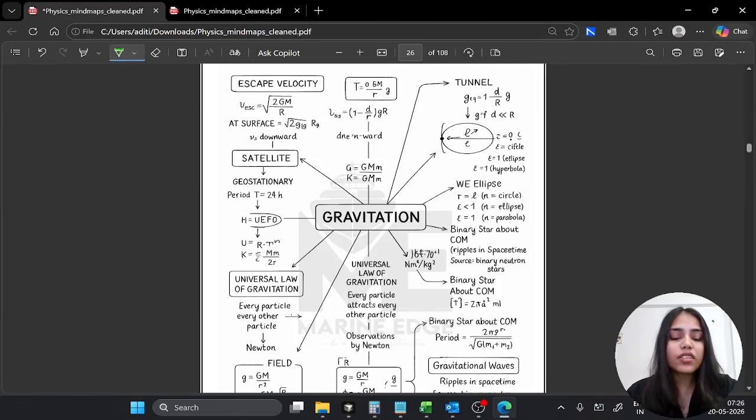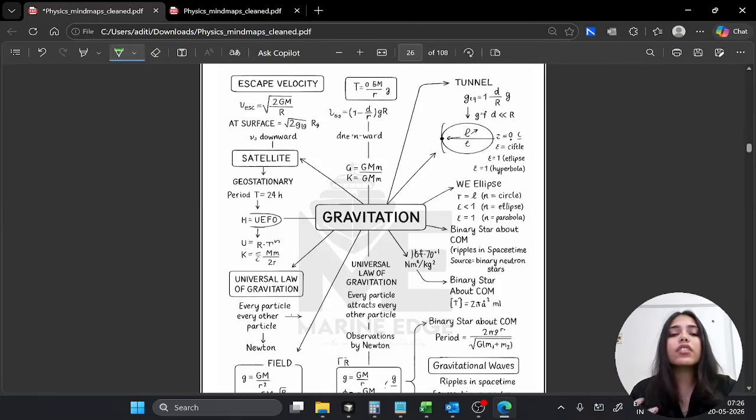Now what does a geostationary satellite mean? These geostationary satellites have a time period of rotation around Earth that is the same as Earth's revolution time, which is 24 hours. So at each point of time, those satellites will be at the same place, pointing to the same particular location. Now, next is the escape velocity.